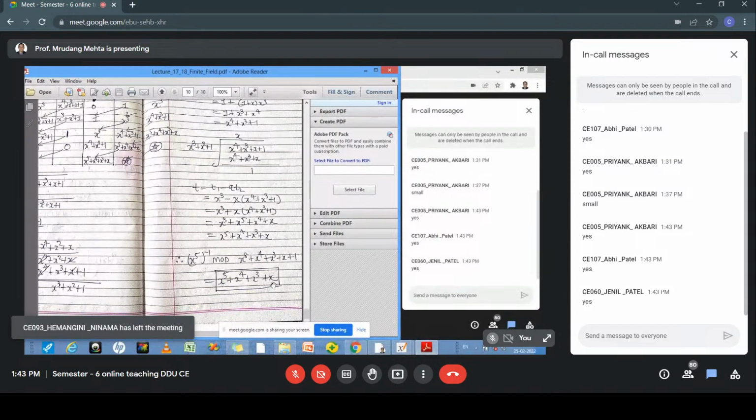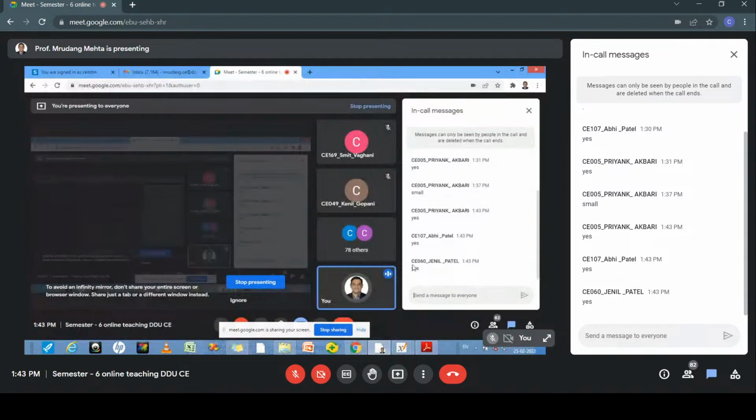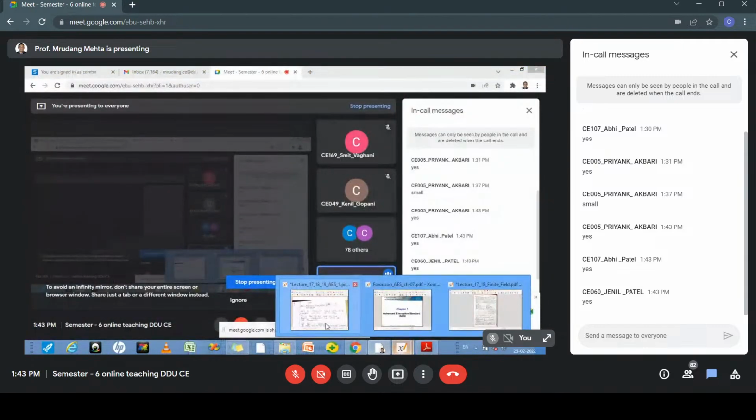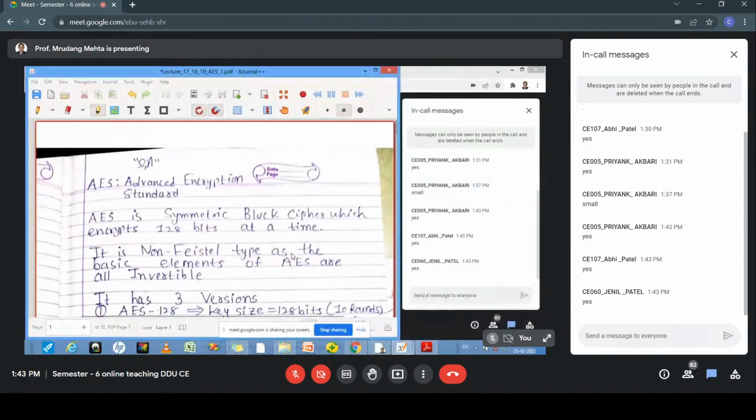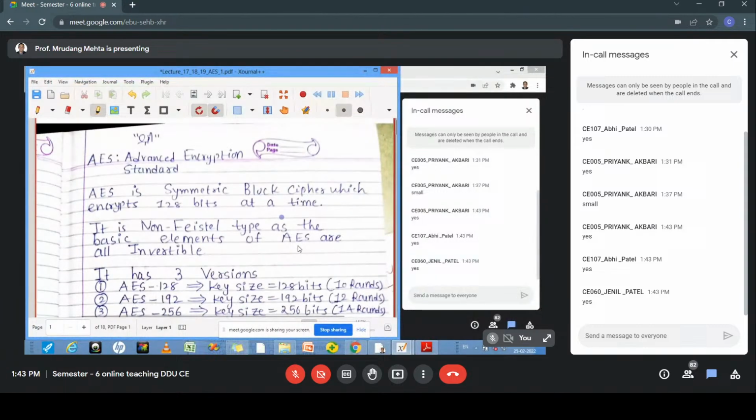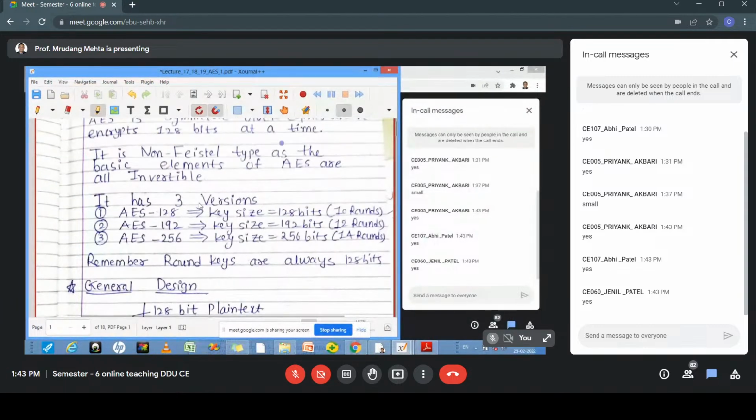Okay, so because now it is clear, we can move to the next part of AES. So this topic was fundamental for understanding AES. So now we move ahead in our AES discussion. So as I told you, AES is a 128-bit block encryption algorithm. There are three versions, 10, 12, and 14 rounds with key size of 128, 192, 256 bit. Round key is always 128 bit.